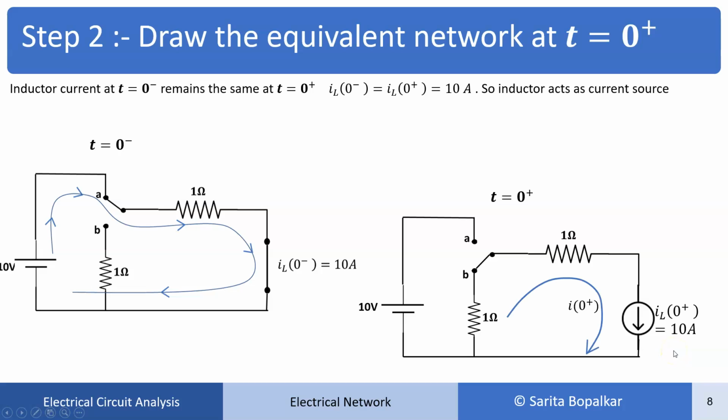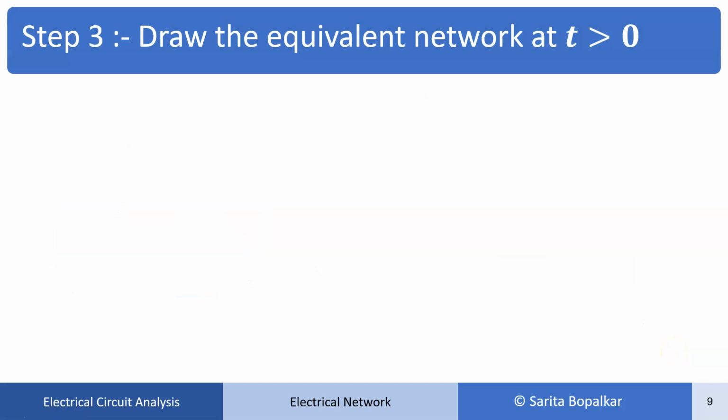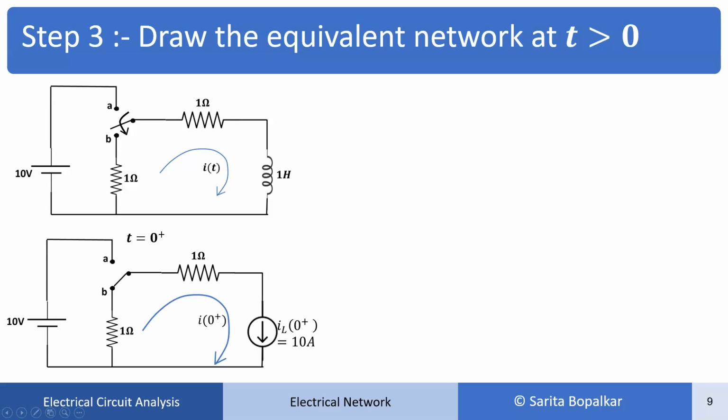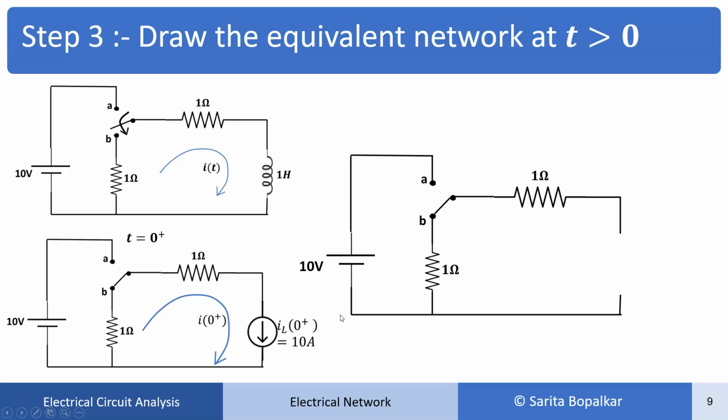Now the third step is to draw the equivalent network at t greater than 0. This is our original network. Then the equivalent network at t is equal to 0 plus is this one. This is the initial current flowing through the inductor. Now for t greater than 0, whenever we are representing an inductor, we need to check whether an initial current exists or not. If it does, what we will do is put the inductor in parallel with that initial current IL(0 plus). So this is 1 H and IL(0 plus) is 10 ampere.